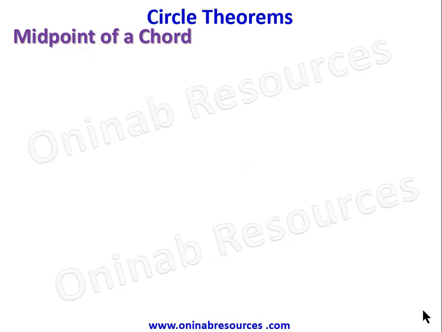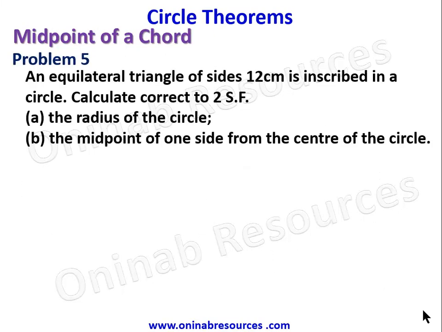Now we go to the next problem. Problem 5. An equilateral triangle of sides 12 centimeters is inscribed in a circle. Calculate correct to 2 significant figures: A. The radius of the circle. B. The distance of the midpoint of one side from the center of the circle.